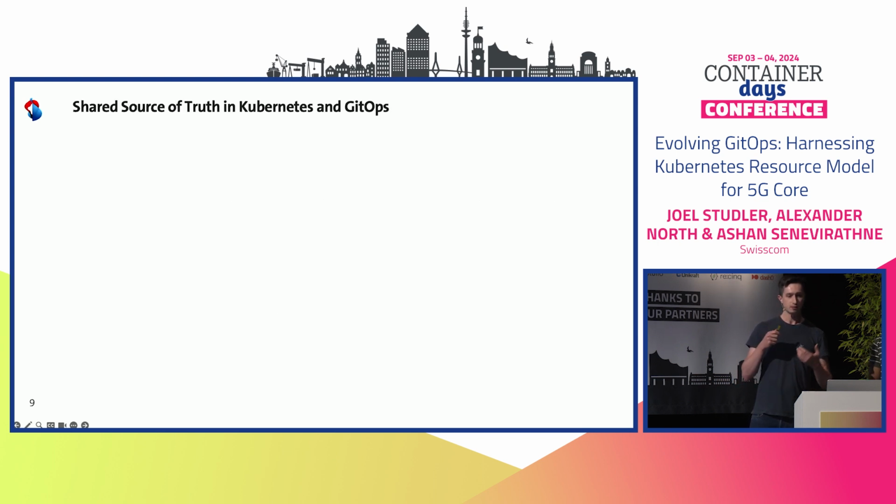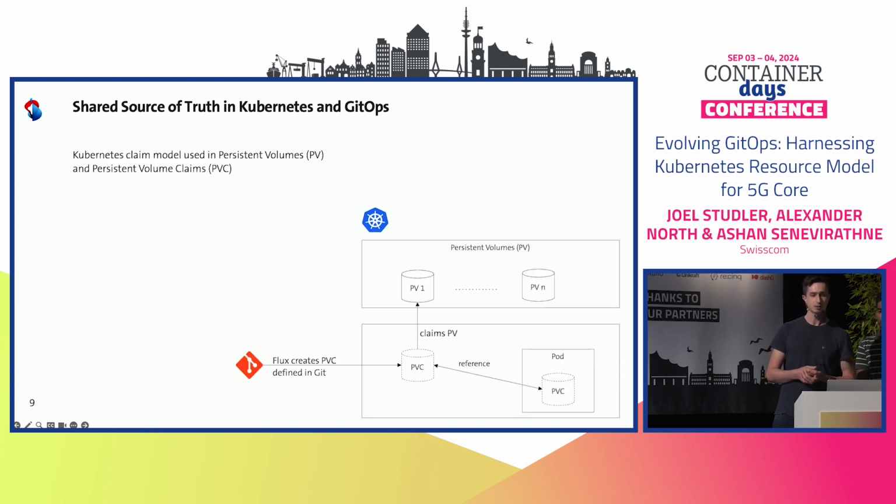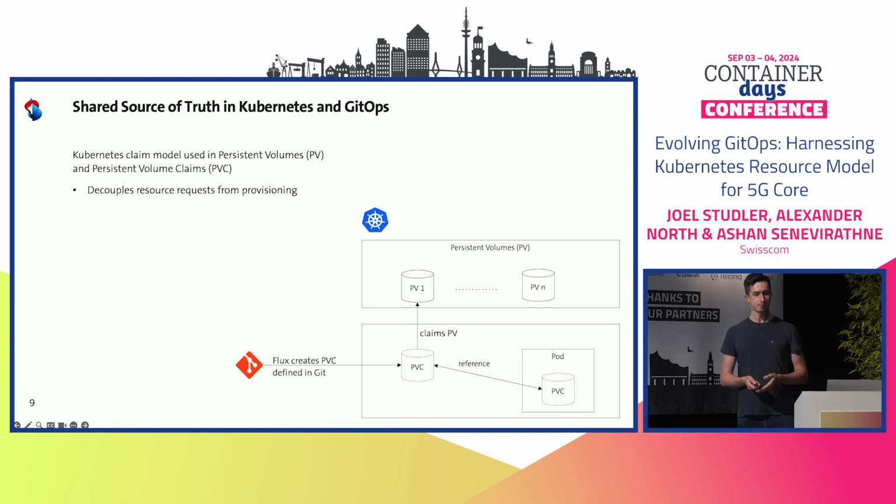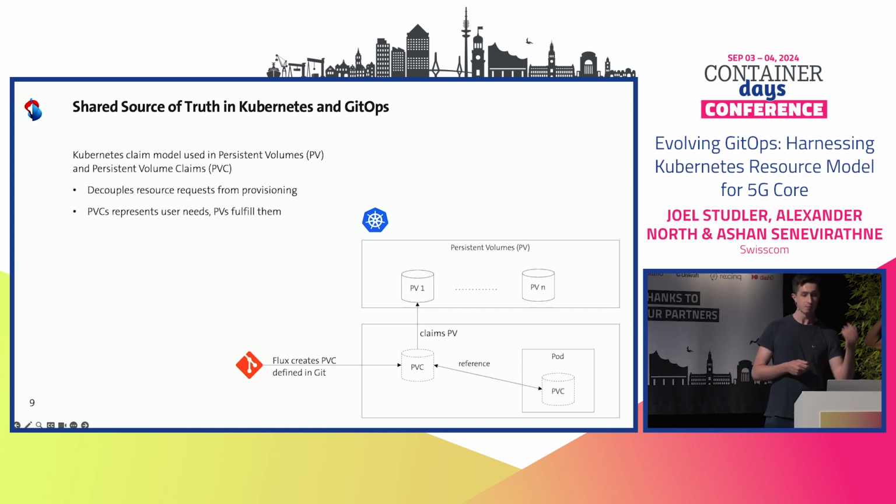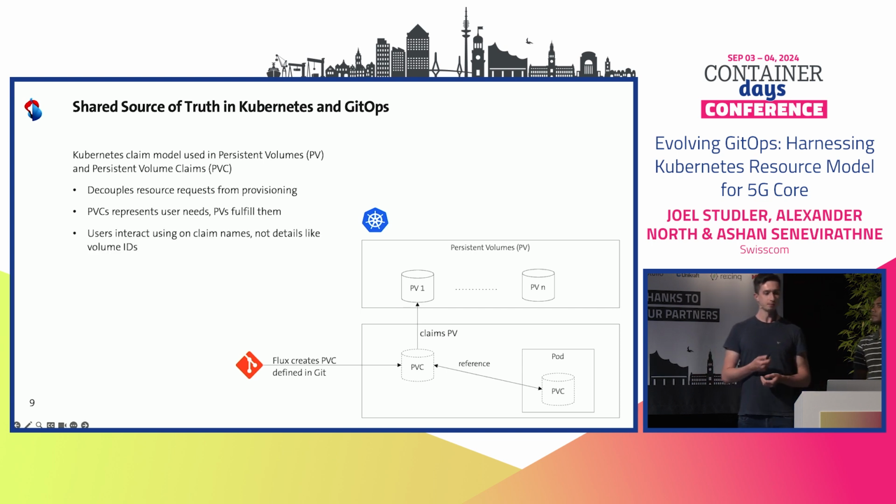Now, when we're talking about abstraction, we should also look at the source of truth. So how can we manage the source of truth with GitOps? Kubernetes does something similar to this when they're talking about PVs and PVCs. So in Kubernetes, there is a separation between the requests and what is provisioning them. The claim, the volume claim, represents the intent, and the volume itself fulfills them.